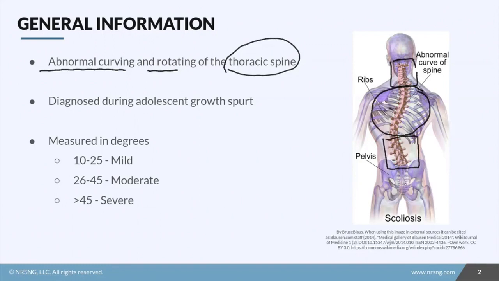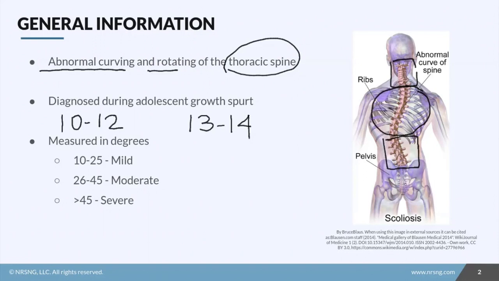Scoliosis is usually diagnosed during the adolescent growth spurt. So for girls, this is between 10 and 12 years of age, and for boys, it's usually between 13 and 14 years. When it's diagnosed, it's going to be measured in degrees.